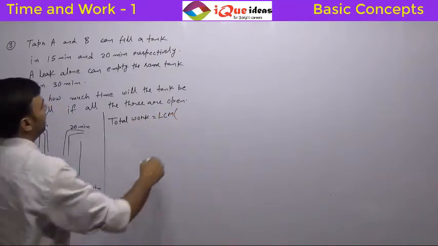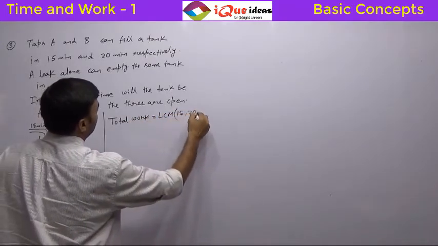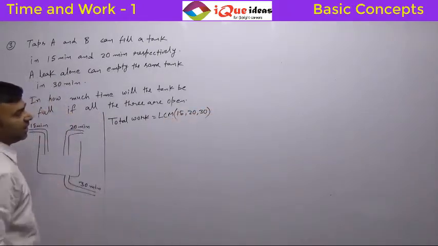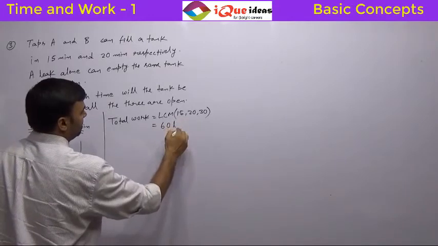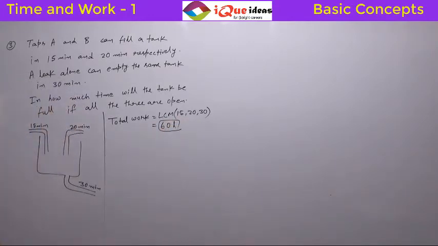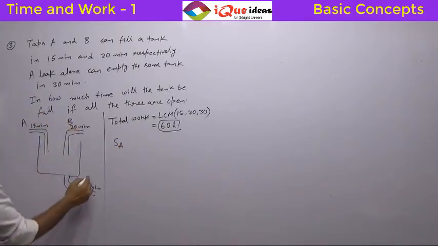The times are 15, 20 and 30. So the LCM of 15, 20 and 30, you can calculate, is 60. And since there is a tank, we can take 60 liters as the total work or the capacity of the tank. From there we get the speed of A. Let's give them some names. This is A, this is B, and let's say this is C.